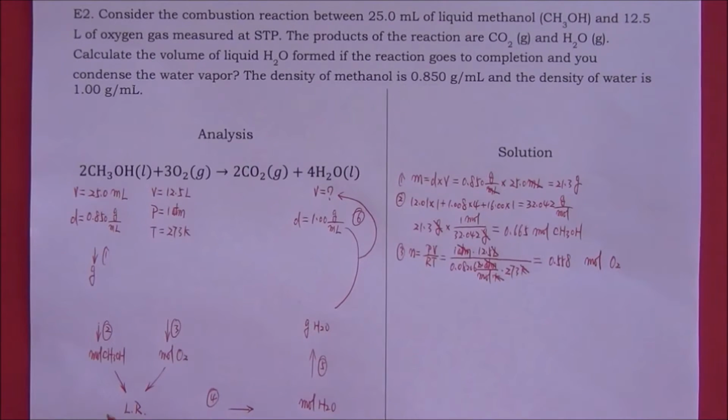Step 4. We need to decide which one is the limiting reactant. Since we are looking for the moles of water for the next step, we can combine this calculation into one step. We assume methanol is a limiting reactant and calculate how many moles of water we can produce. Then we assume oxygen is a limiting reactant and calculate how many moles of water we can produce. Whichever gives a smaller number of moles of water will be the limiting reactant, and the smaller number of water will be the moles of water we can produce.